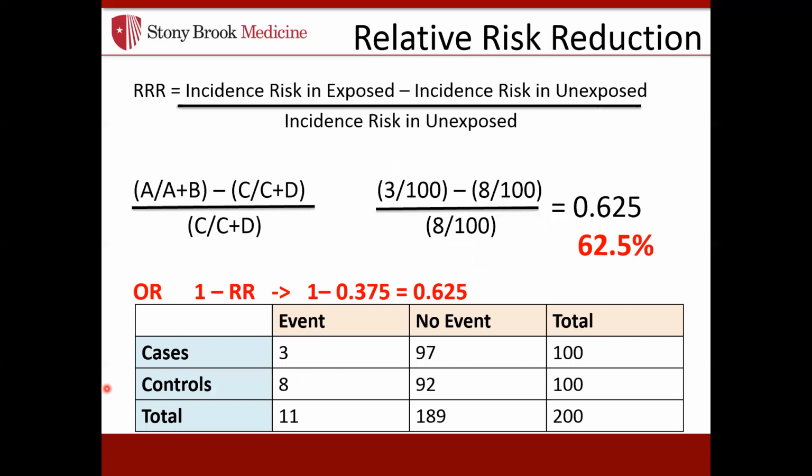Now let's look at relative risk reduction. That is taking the incident risk in the exposed group minus the incident risk in the unexposed group divided by the incident risk in the exposed group. Or you could take 1 minus the relative risk and you could get the same answer. So if you did 1 minus the 0.375 that we calculated in the previous slide, you would get 0.625, which is the relative risk reduction, or 62.5%.